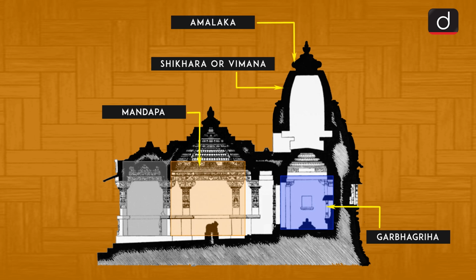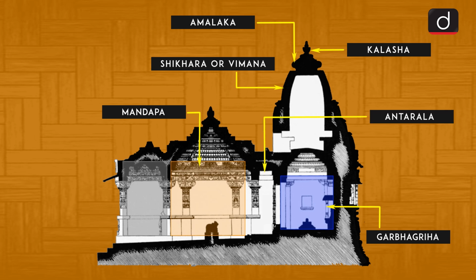Amalaka, a stone-like disc seen at the top of the temple, mostly in North Indian temples. Kalasha, it is the topmost part of the temple, mainly seen in North Indian styles. Antarala, it is a vestibule between the Garbhagriha and the Mandapa. Jagati, this is common in North Indian temples and is a raised platform where devotees can sit and pray.